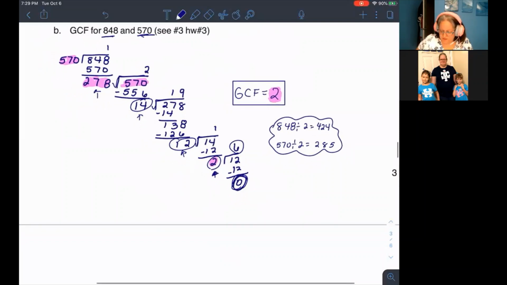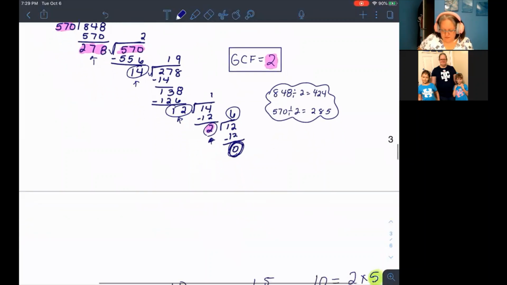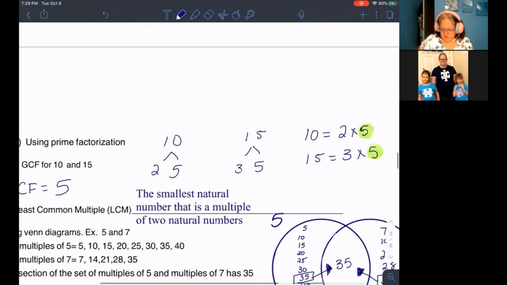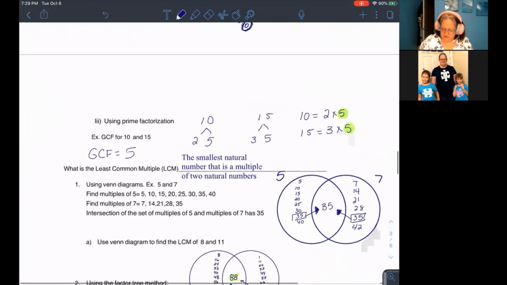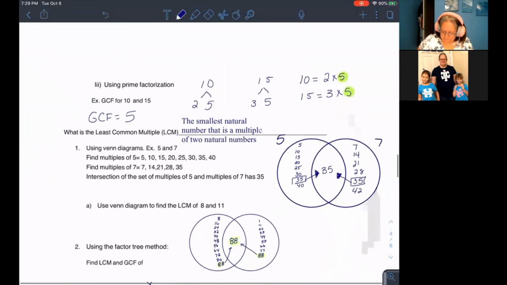Because 848 divided by 2 is 424, and 570 divided by 2 is 285. Okay, if you have any questions, let me know. It looks a little trickier than it really is.